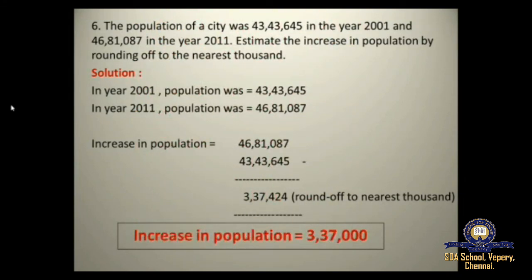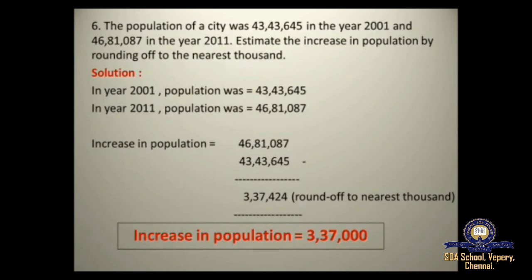Got it, students? In order to find out the increase in population, you're going to subtract the smaller number from the larger number. So when I subtract, I'll be getting 3,37,424. So I'm going to round off this number to the nearest thousands place. So 7 is the digit in the thousands place. See the number to the right of 7, it is 4, which is lesser than 5. So I'm going to leave the number unchanged. So the answer will be 3,37,000. Got it, students? So that's it for today's class.